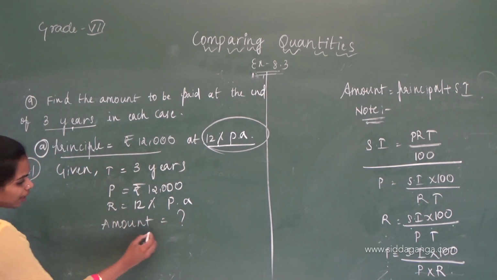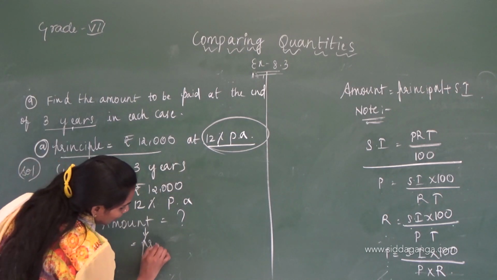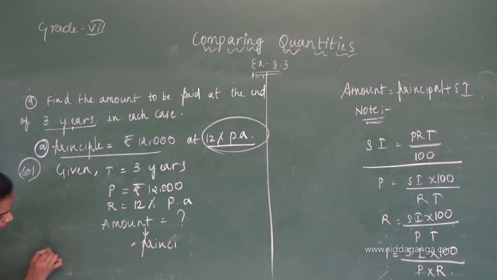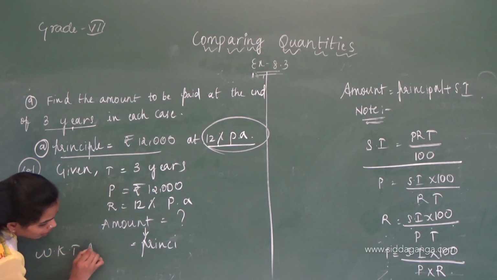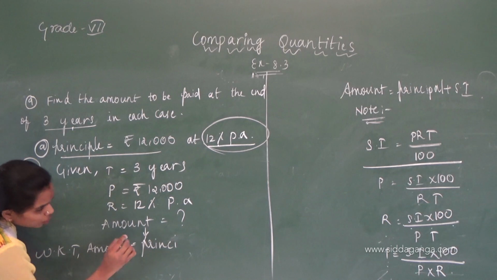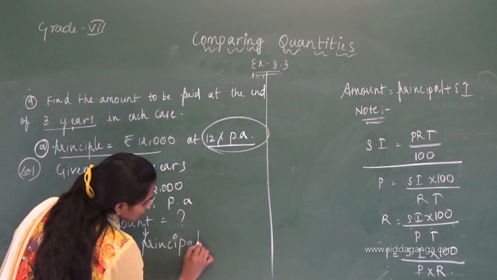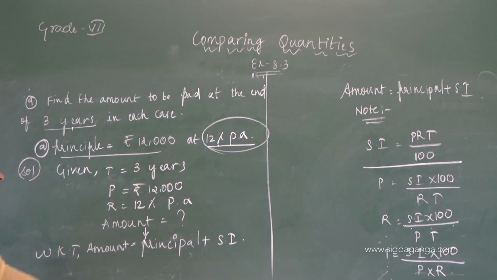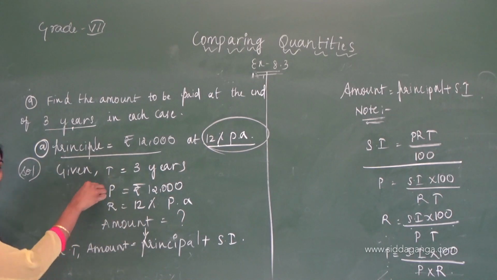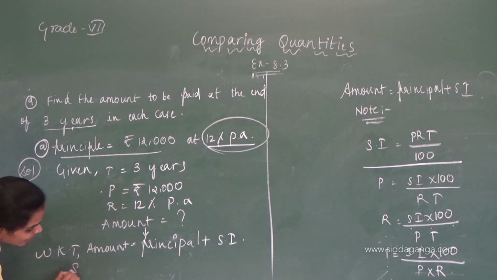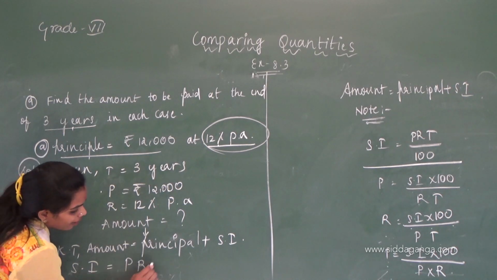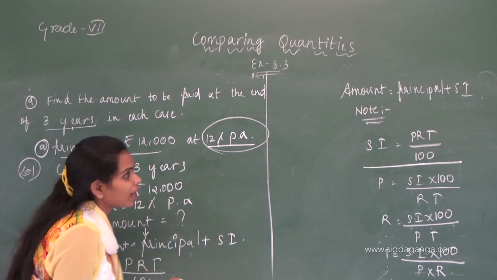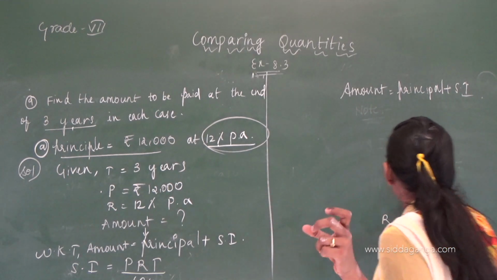That means the amount formula becomes principal plus SI, so write it down: amount equals principal plus SI. Principal plus SI. Principal value we know. We have to find SI. SI means simple interest, in place of simple interest I am just writing SI. PRT divided by 100.